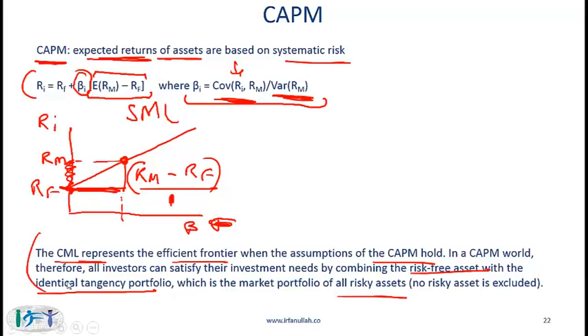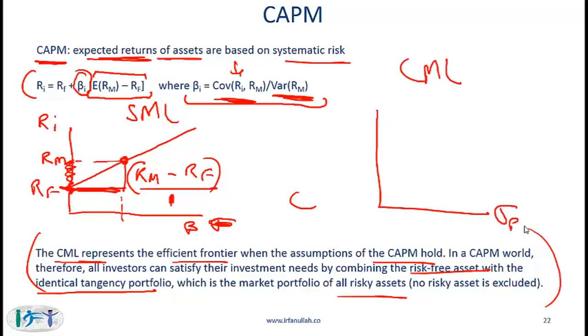Now, you don't need to get too hung up with the details behind this, but just a high-level remark here, which is connecting the CML, which we saw earlier. So earlier we saw the capital market line, where we have the risk of the portfolio on the x-axis, expected return on the y-axis. So all we are saying is that in a world where CAPM assumptions hold, the CML becomes the new efficient frontier.